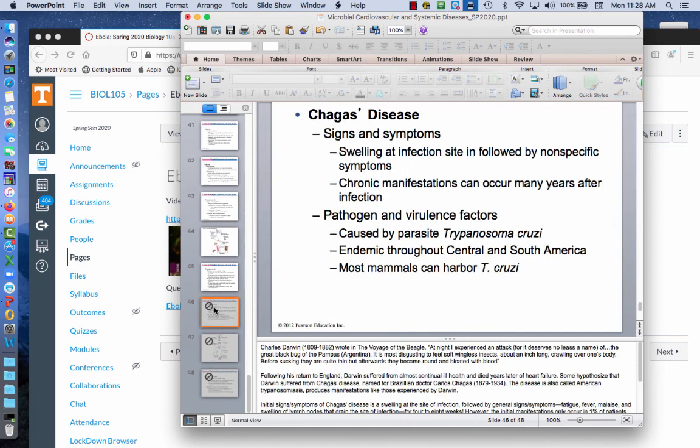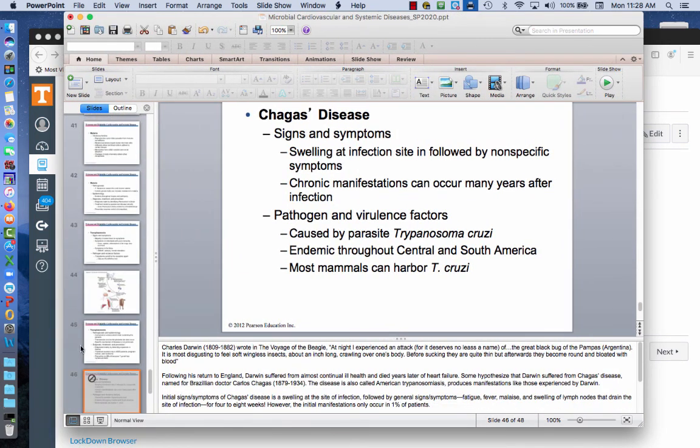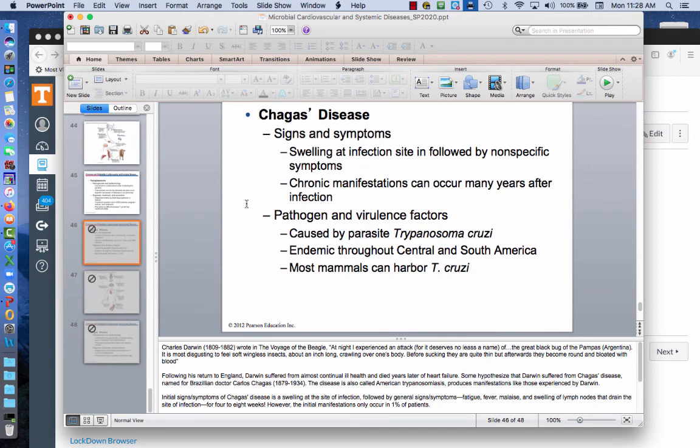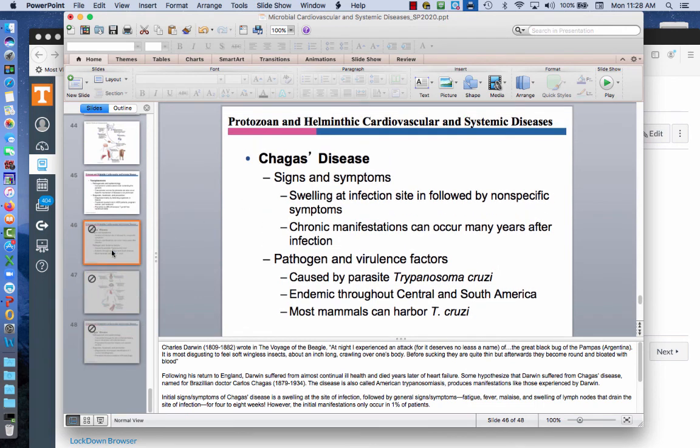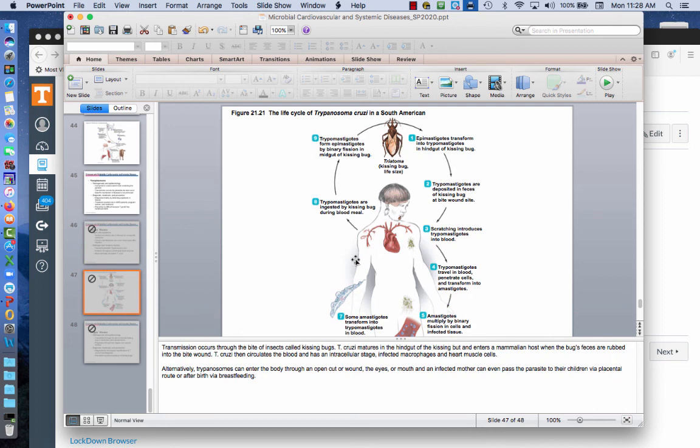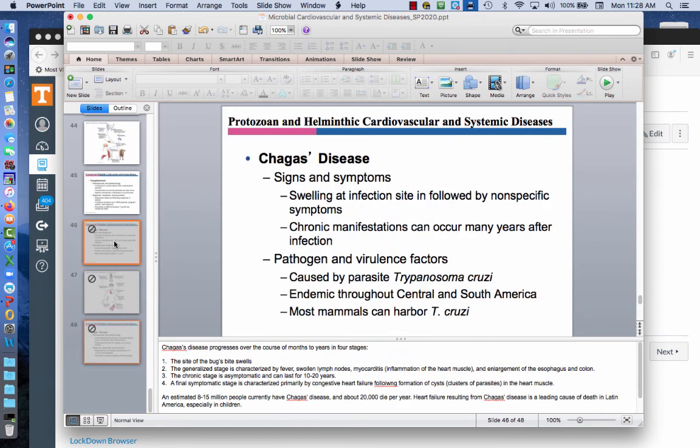You might notice, I'm going to show you this because it's hidden so it wouldn't show, I've got some slides at the end on Chagas disease. This is pretty cool, but I didn't really want to cover it with you all. It's transmitted by a kissing bug, and it causes heart infections. It's really, really prevalent in tropical regions. So it's interesting. If you want to look at it, you can, but it won't be on the exam.